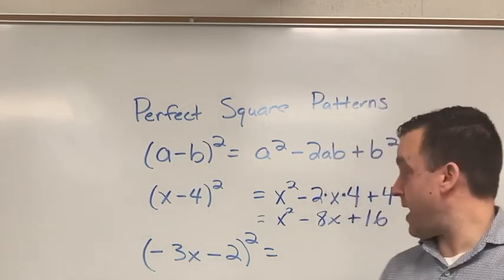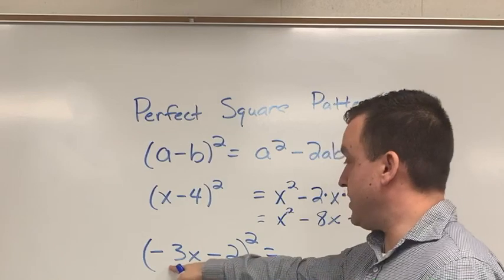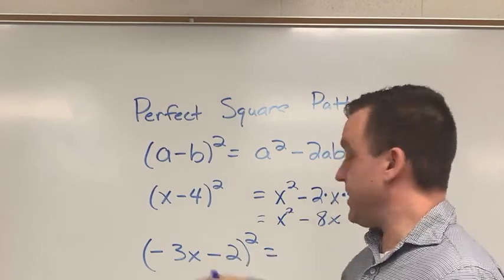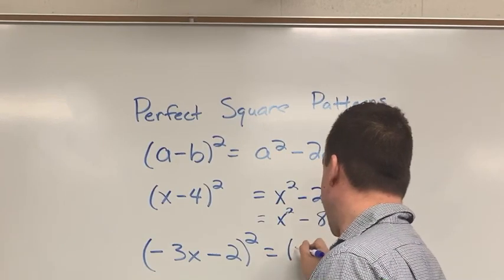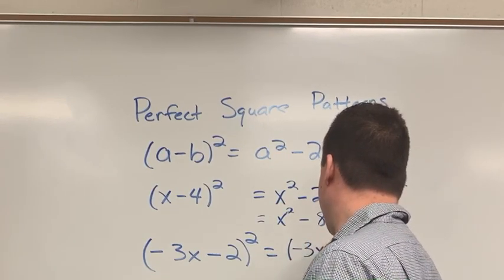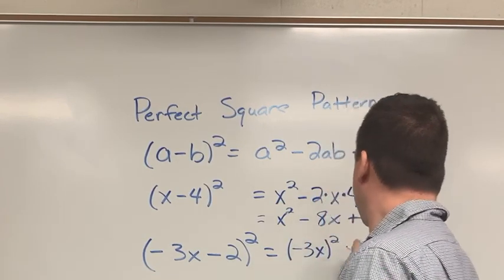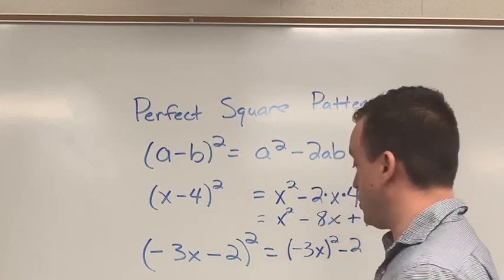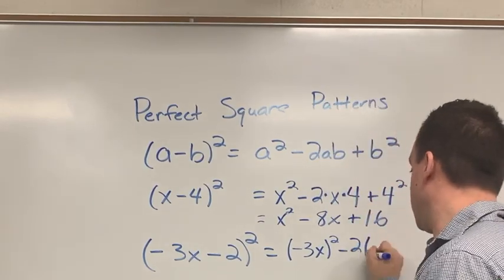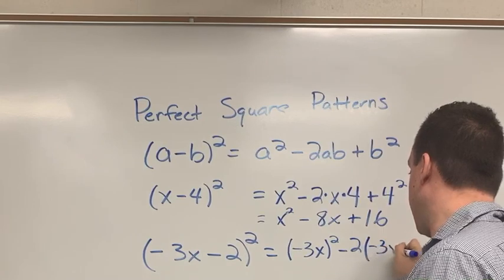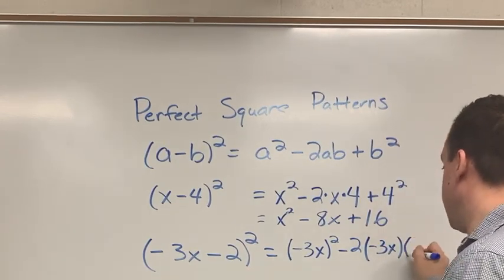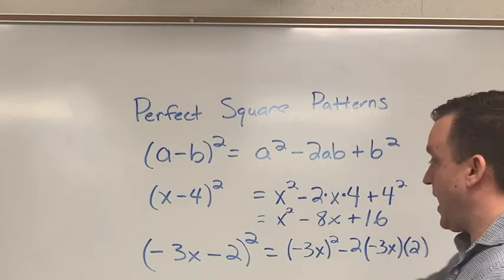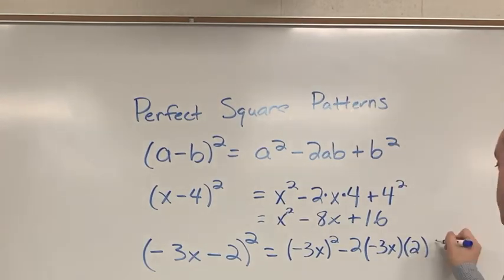Looking at a more complicated example, if we do the first term here, negative 3x, and then square it. So we have negative 3x squared, and then minus 2 times the first term is negative 3x. And then times the second term is 2. And then we add on 2 squared.